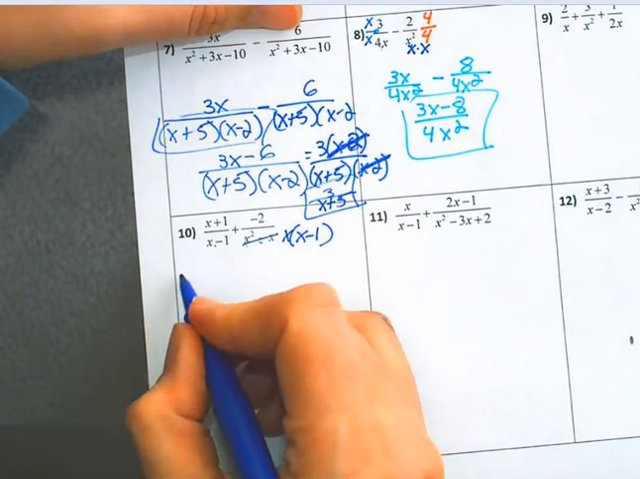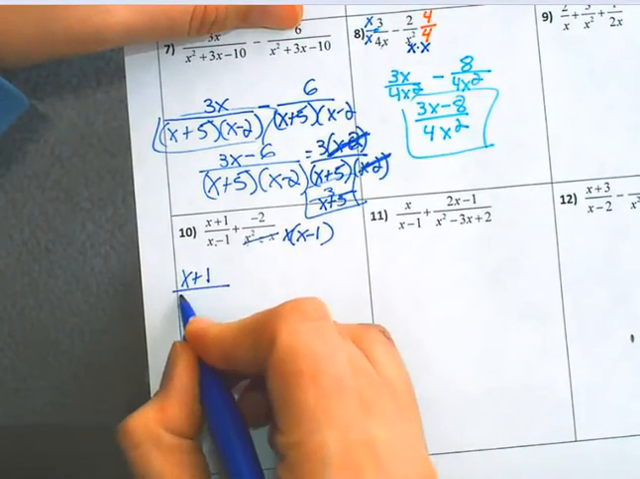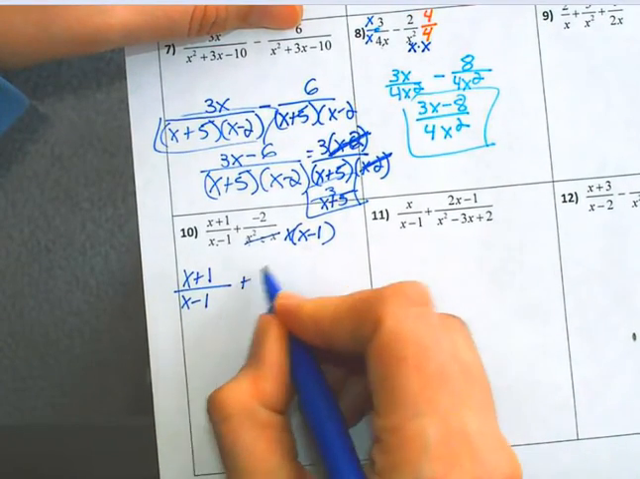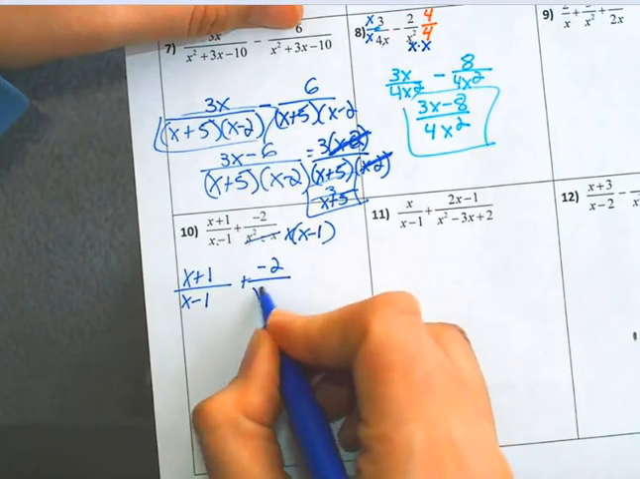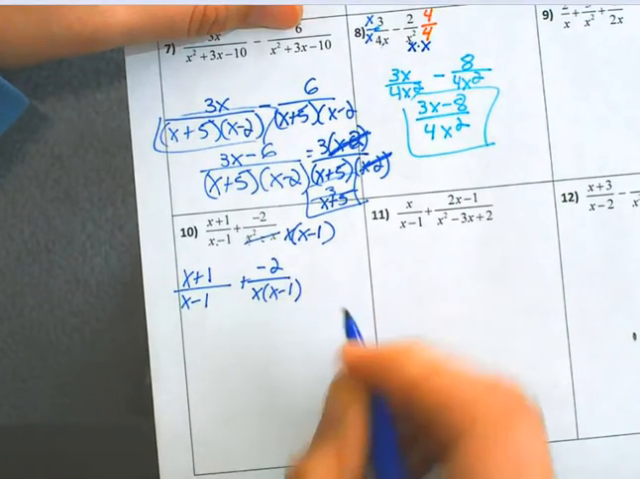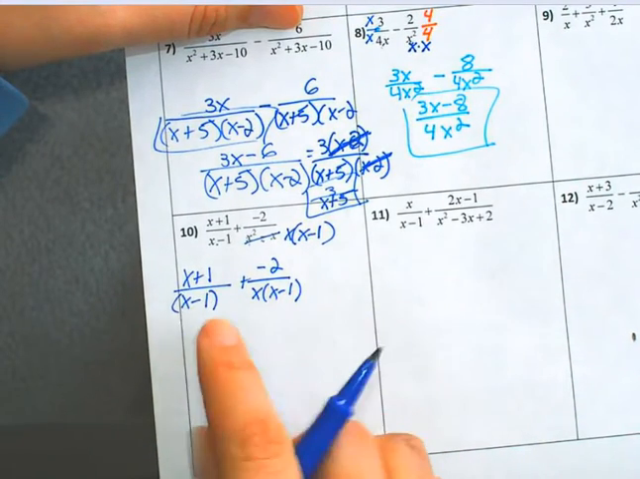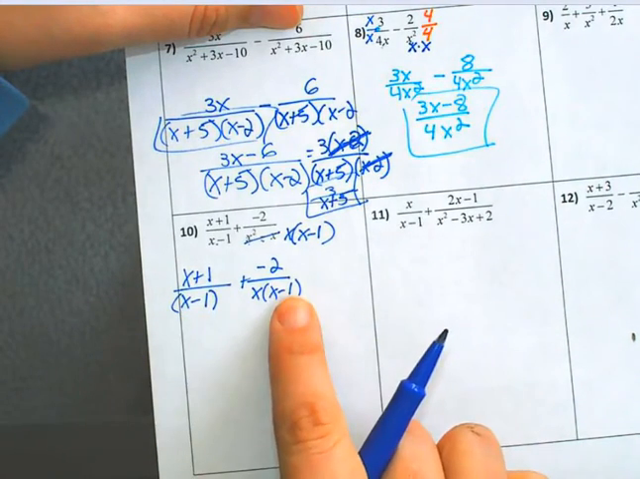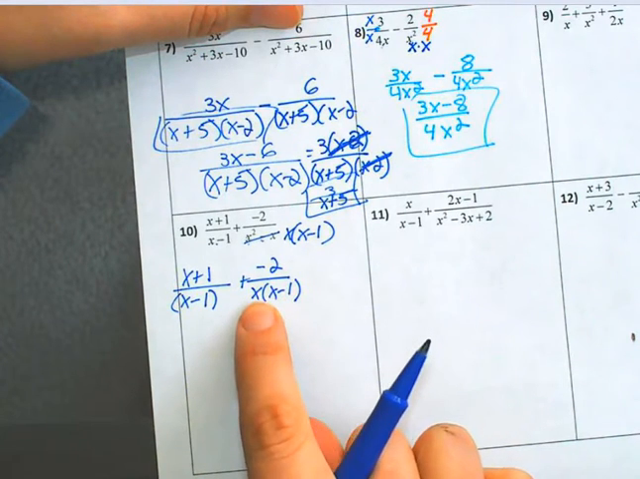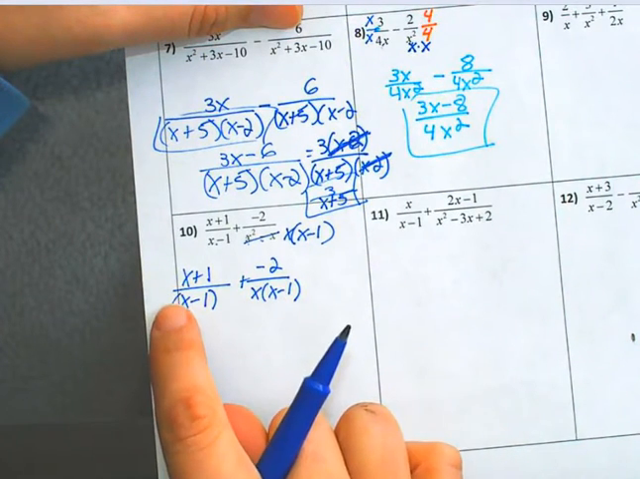So then I'm going to rewrite, I've got x plus 1 over x minus 1 plus negative 2 over x times x minus 1. I'm going to look at the denominator. I see I have an x minus 1. If you want to put parentheses around it, you can. I have an x minus 1, so we're good there. But then I have an x on this one, and I don't have an x in the denominator of this one.